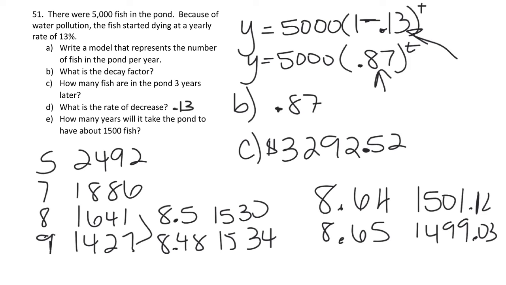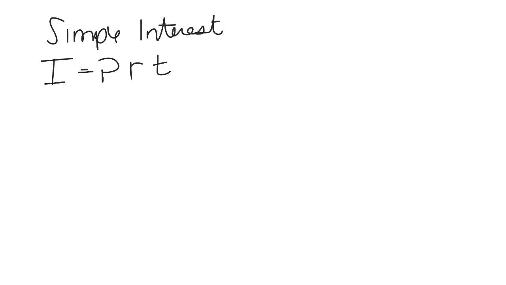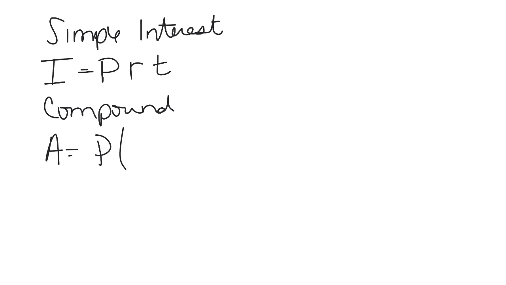All right, guys, remember your equations. We have our simple interest, I equals P times R times T. We have our compound interest, where A equals P times 1 plus R over N to the N times T.